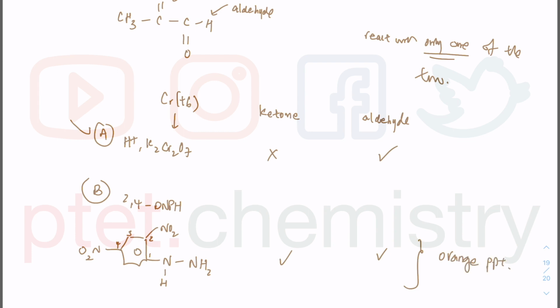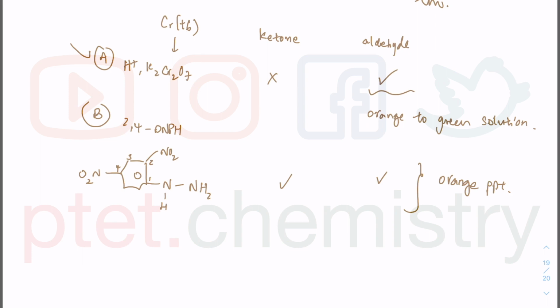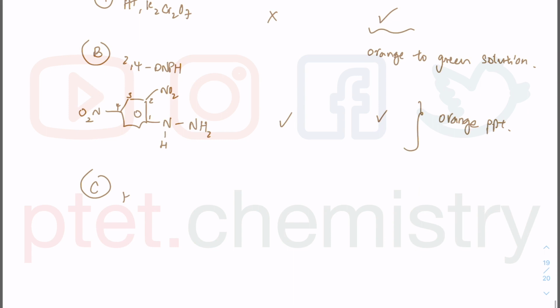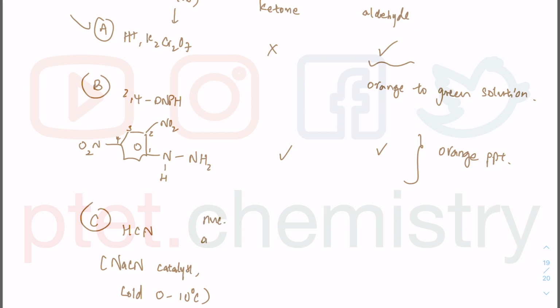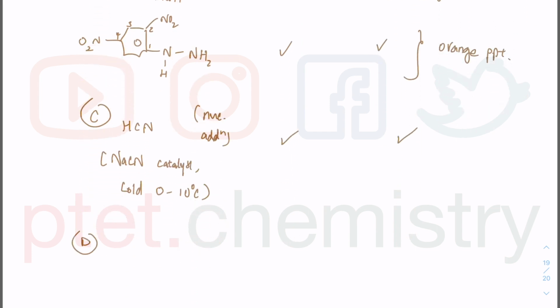So observations are very popular in structure papers as well as in theory papers, of course. Okay, so orange to green with the oxidizing agent acidified dichromate(VI). Orange ppt for both of these, ketones and aldehydes, the carbonyl. On to the next one, you have HCN, hydrogen cyanide. Don't forget you need NaCN catalyst to kickstart the reaction, and you also need it to be cold, around 0 to 10 degrees Celsius. So HCN, this is a nucleophilic addition reaction, and you can do that on the ketone as well as the aldehyde, so that can't be the answer there.